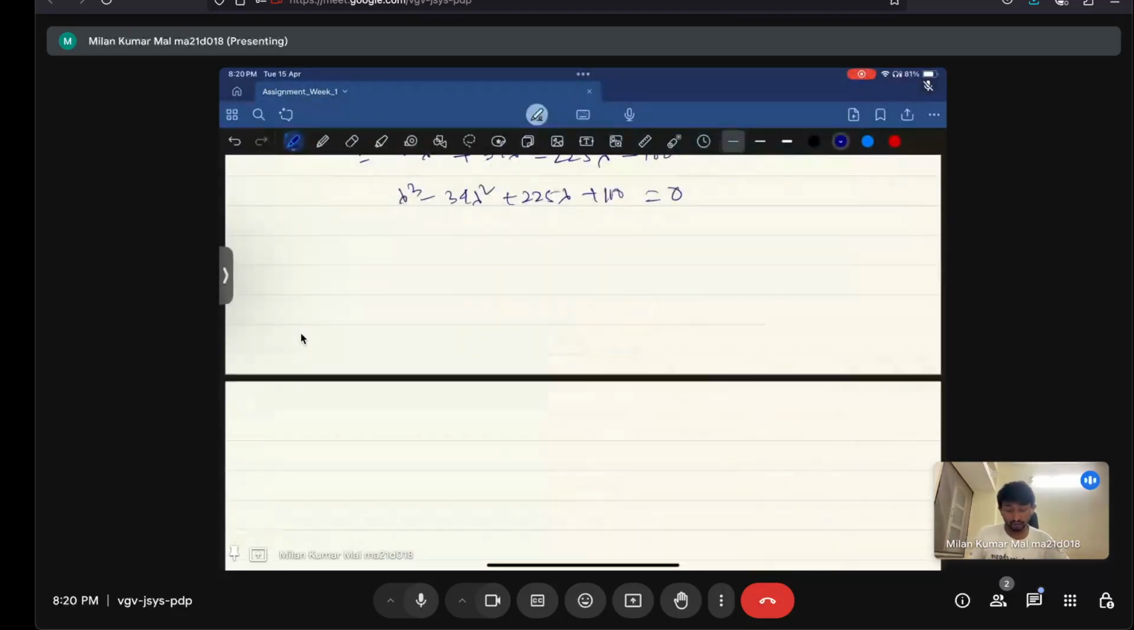So therefore, we have to check whether lambda equals 1 is a solution. 1 minus 34 plus 225 plus 100, that will definitely not be the solution. Minus 1 is also not a solution. So let's write lambda equals 2. So that will be 8 minus 4, 4, 6. If I just replace lambda equals 2, then 8 minus 34 into 4 plus 225 into 2 plus 100.